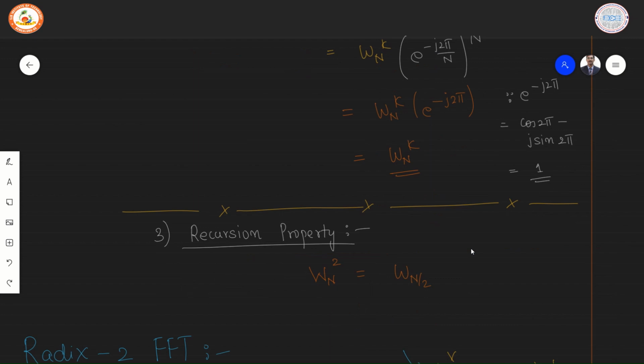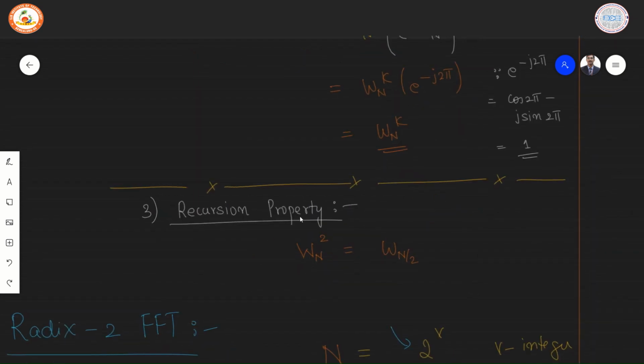Additionally, we have a third property called the recursion property. The meaning of recursion is very simple. W_N to the power of 2, as an example, could be expressed as W_(N/2). The rule is very simple: when you divide the power by 2, the subscript N should also be divided by 2. This could also be tested by substituting W_N in the exponential form and verifying the answer.